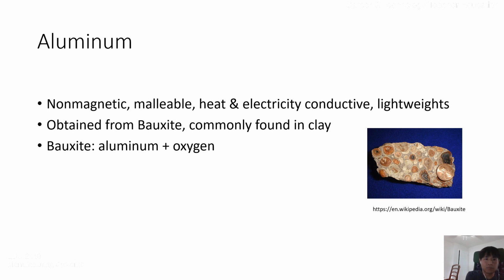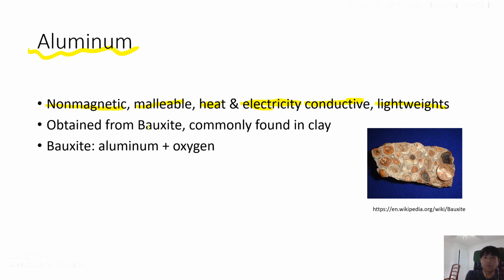So the first one is aluminum. That is non-magnetic, malleable, heat and electricity conductive, and lightweight. That's why aluminum is widely used in manufacturing. Heat and electricity conductivity is also important. That's why in making projects in the technology classroom, sometimes we use aluminum tape to connect electric parts. So that's why aluminum is widely used.